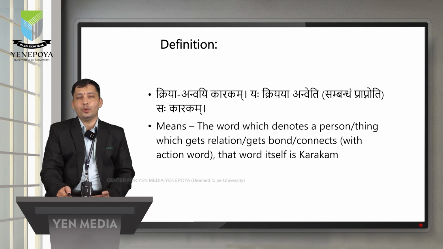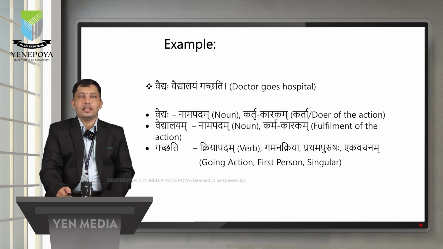Let's see more in detail with an example. The example is here: Vaidyaha Vaidyalayam Gacchati. Vaidyaha, Vaidyalayam and Gacchati. There are three words in this sentence. Gacchati is the verb or Kriyapadam. Vaidyaha and Vaidyalayam are Namapadam or nouns.